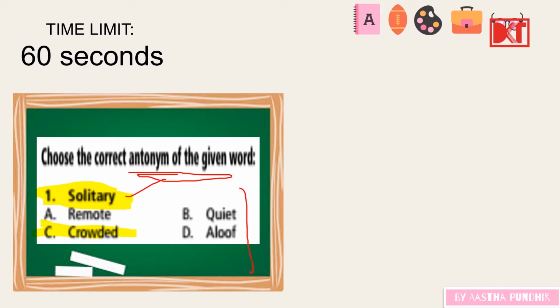Solitary refers to something that's kept alone, like solitary confinement, which is a place where a person is kept alone. Crowded would be a place which has a lot of people. And remote, quiet, aloof, these could be synonyms of solitary. Synonyms were what? The words with similar meanings. So remote, quiet, aloof could be words similar to solitary. Crowded is the antonym, however.